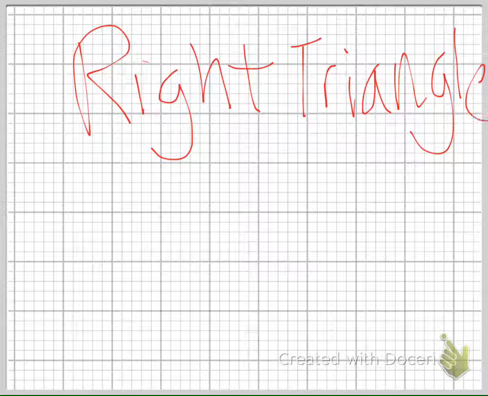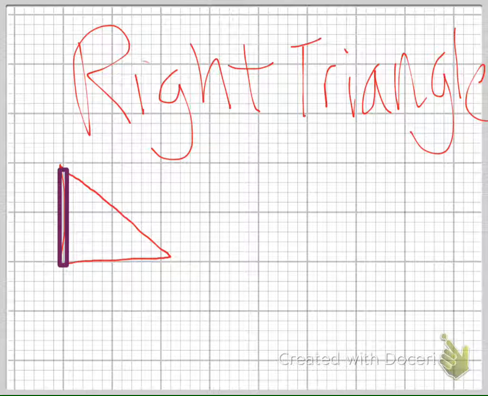A right triangle is any triangle that has a right angle in it. And a right angle is just defined as one that is right. It's got that 90 degrees, right?